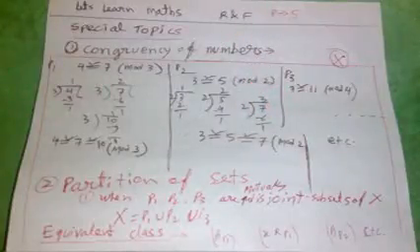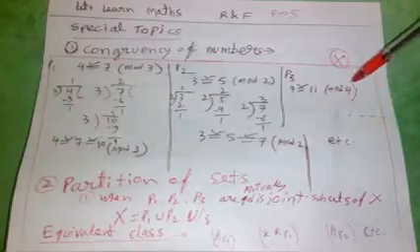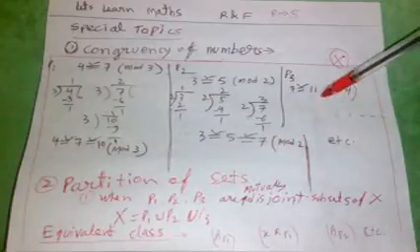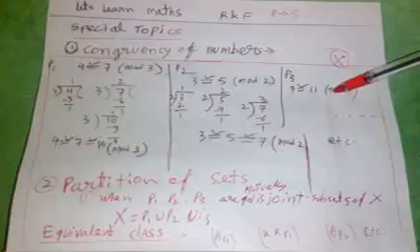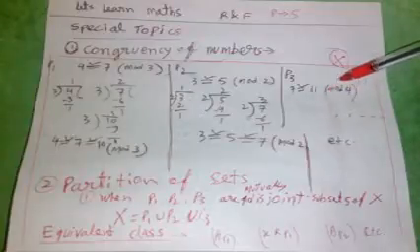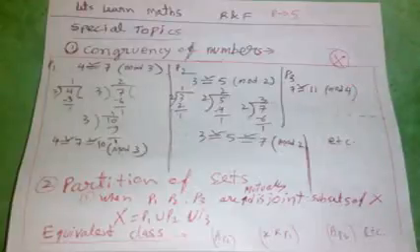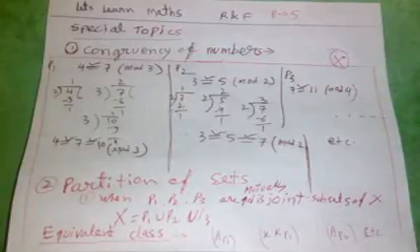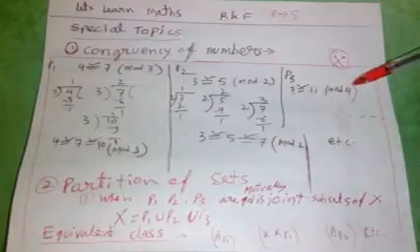In example number 4, you also see that when you divide 7 by 4 you get remainder 3. The same happens when you divide 11 by 4, you get remainder 3. So 7 is congruent to 11 modulo 4. We read it like this: 7 congruent 11 modulo 4.